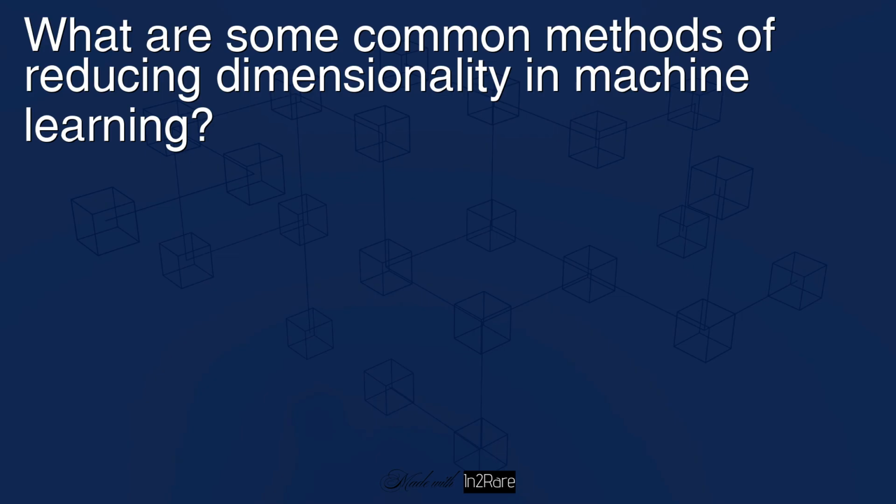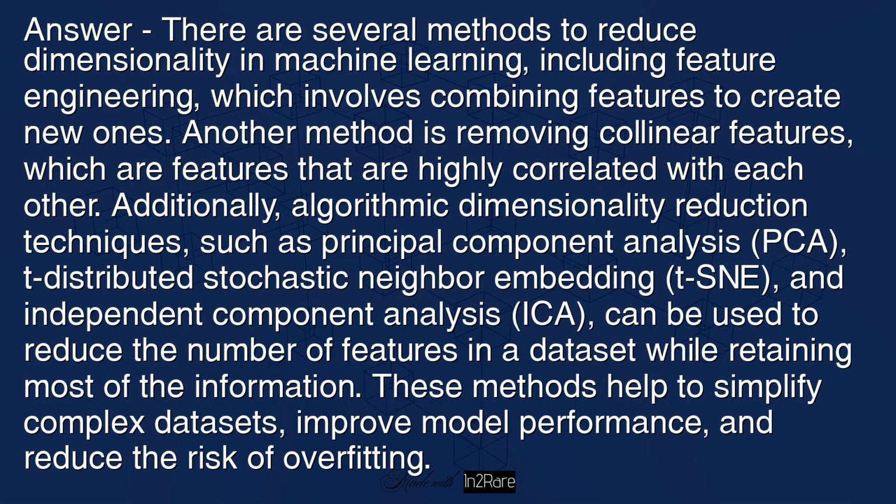What are some common methods of reducing dimensionality in machine learning? Answer: there are several methods to reduce dimensionality in machine learning, including feature engineering, which involves combining features to create new ones. Another method is removing collinear features, which are features that are highly correlated with each other. Additionally, algorithmic dimensionality reduction techniques, such as principal component analysis (PCA), t-distributed stochastic neighbor embedding (t-SNE), and independent component analysis (ICA), can be used to reduce the number of features in a dataset while retaining most of the information. These methods help to simplify complex datasets, improve model performance, and reduce the risk of overfitting.